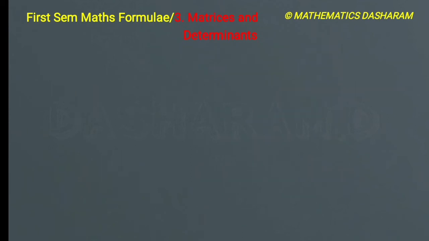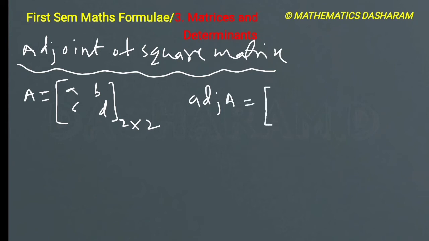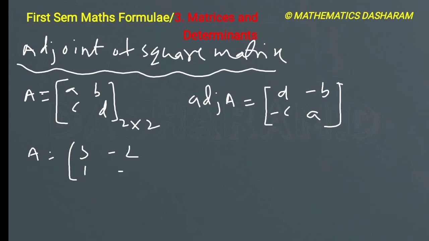Next, adjoint of a square matrix. For example, A is a 3 by 3 matrix. First I will take the 2 by 2 matrix. So A, B, C, D is a 2 by 2 square matrix. Its adjoint is denoted with adj, capital A. We have a direct formula to find the adjoint matrix of a 2 by 2: interchange the diagonal elements and change the sign of the remaining elements, so minus B, minus C. For example, A equals 3, minus 2, 1, minus 3.